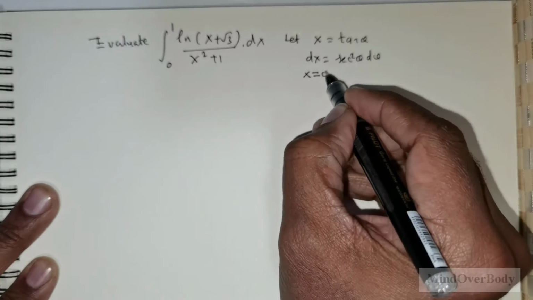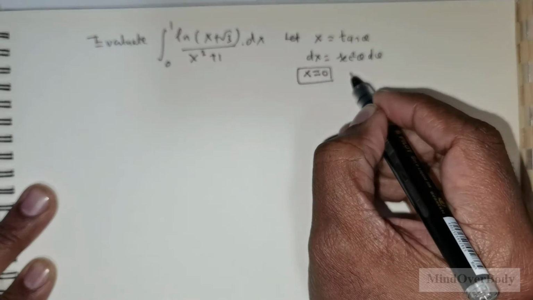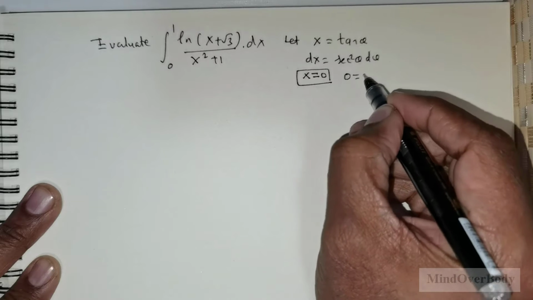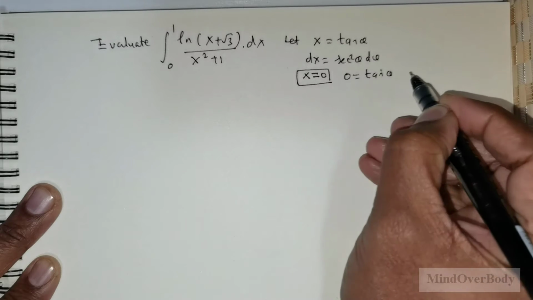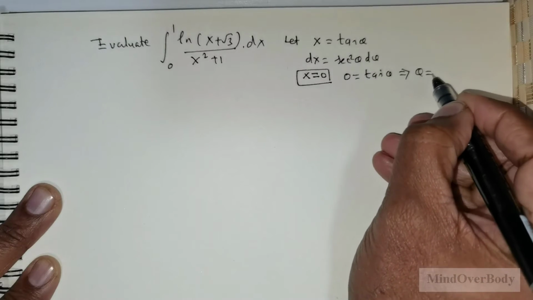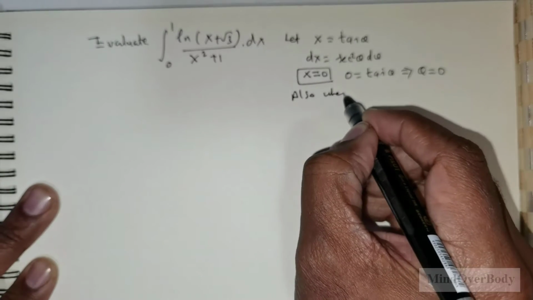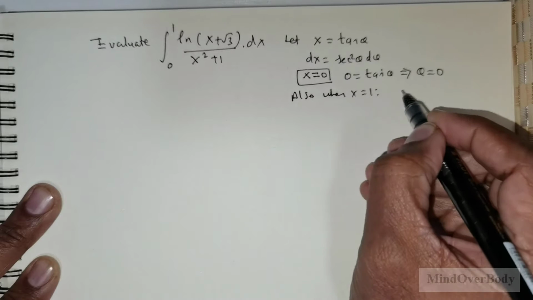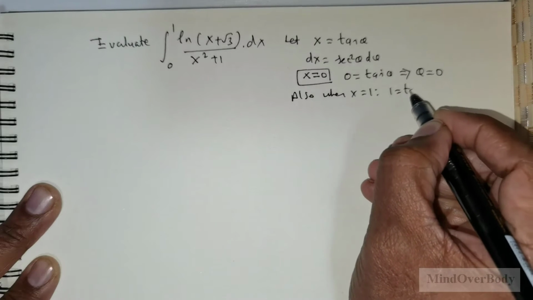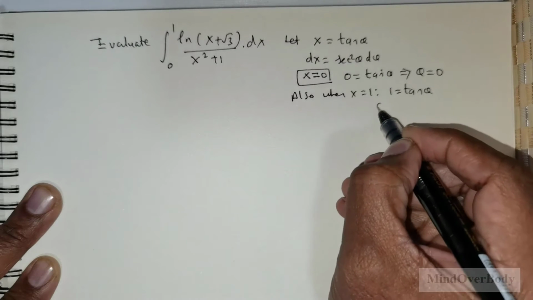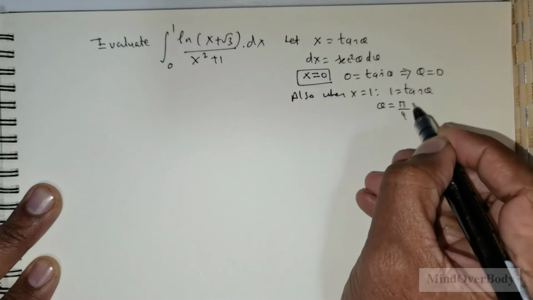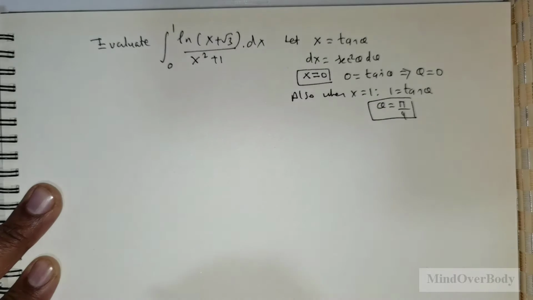Now when x is equal to 0, we would have 0 equal to tan theta, which means theta will be equal to 0. Also, when x is equal to 1, we would have 1 equal to tan theta. Therefore, theta will be equal to pi divided by 4.